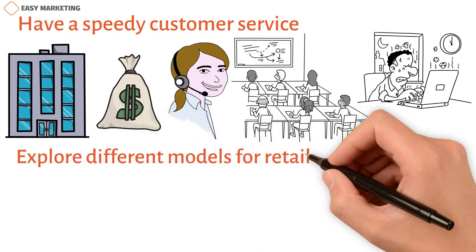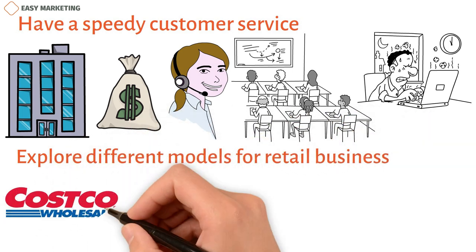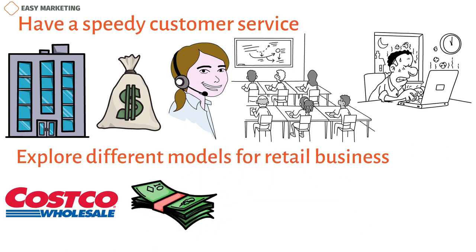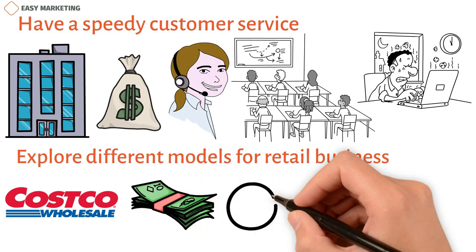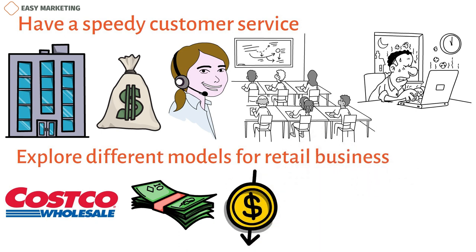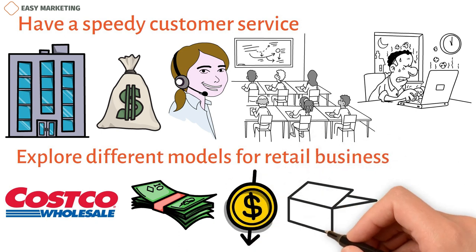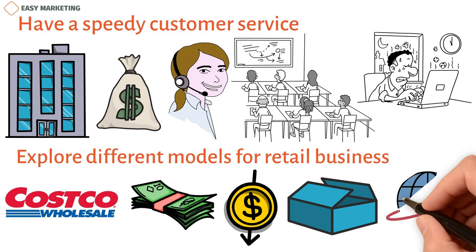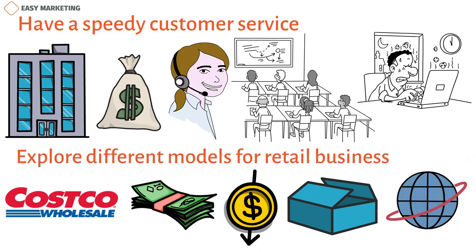Explore different models for retail business. Costco Wholesale has tried out all the different ways a business can make money. To keep customers' trust, they offer memberships, running clubs, low prices that help them sell in bulk, and good product quality and customer service. These are the main reasons why it is one of the most famous businesses in the world right now.